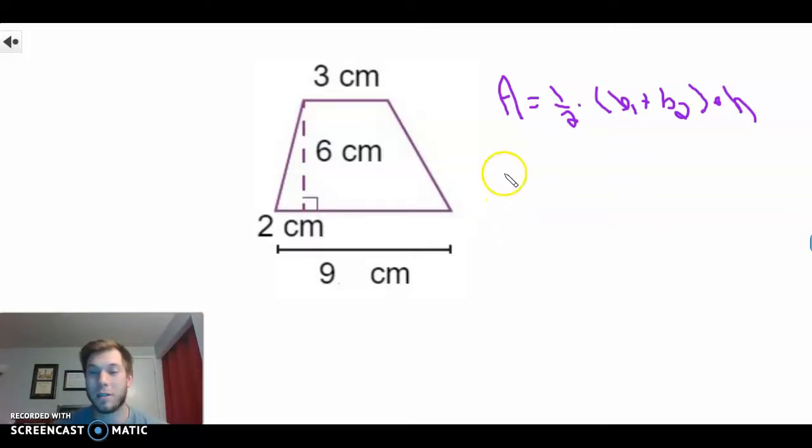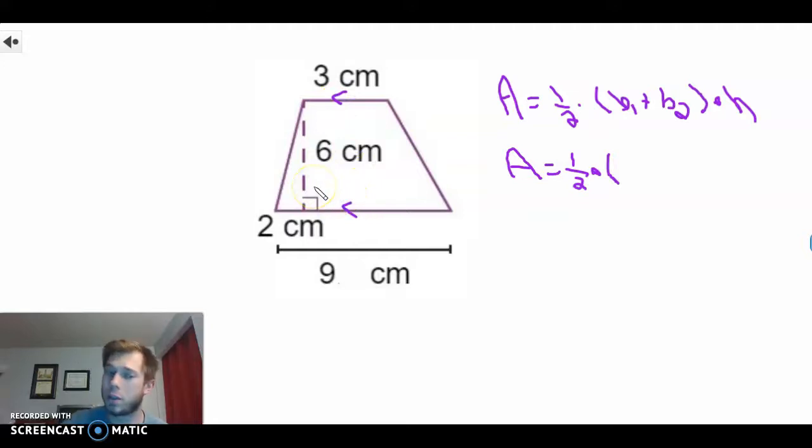Okay guys, to figure this one out, same as before, we'll put A equals 1/2 multiplied in parentheses. We need our base 1. Base 1 and base 2 are going to come from these two parallel lines to each other. And base 1 is going to be the longer side, so we're going to look at this one the whole way. Which one do you choose here? You have a 2 and a 9. Well, only one of them is representing the entire distance.